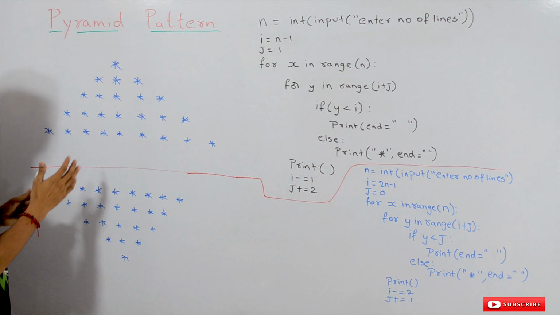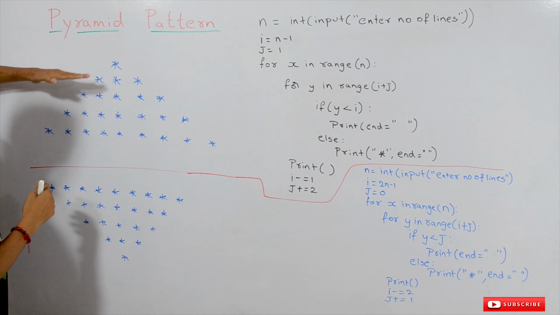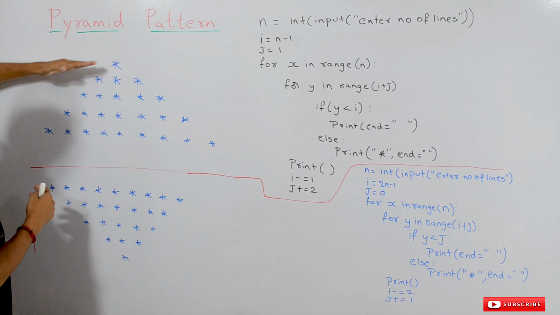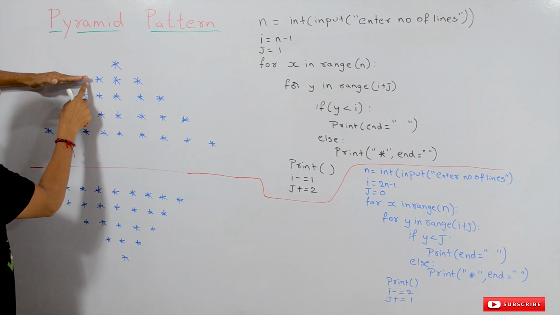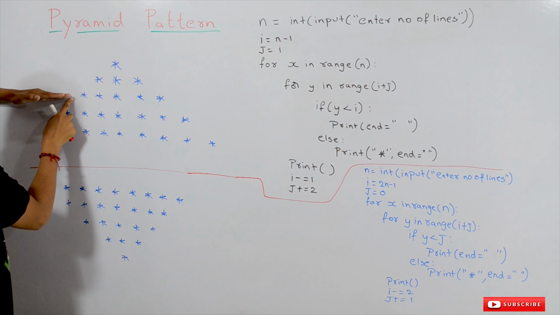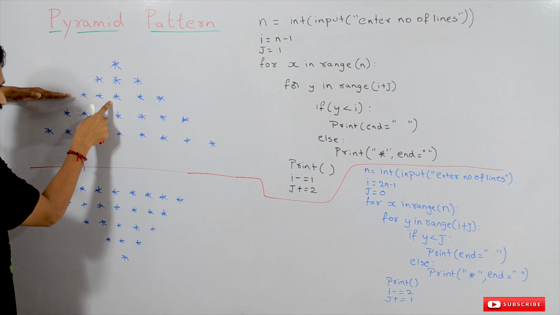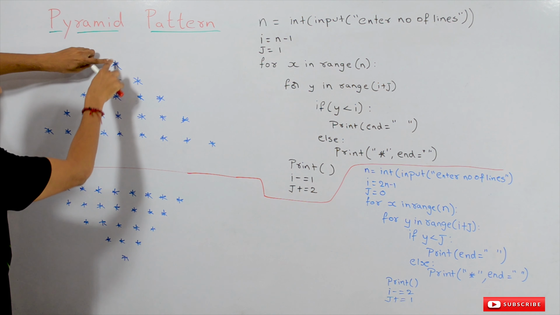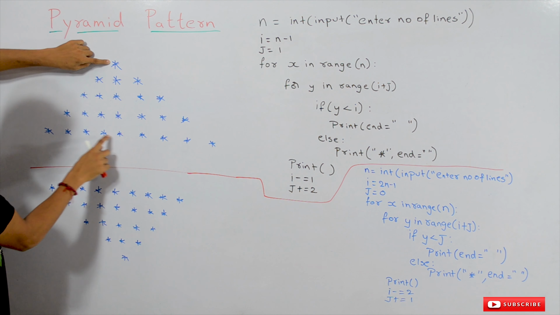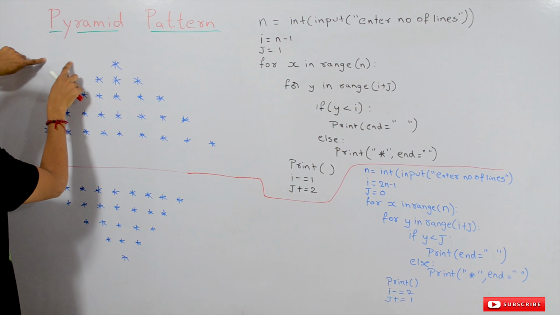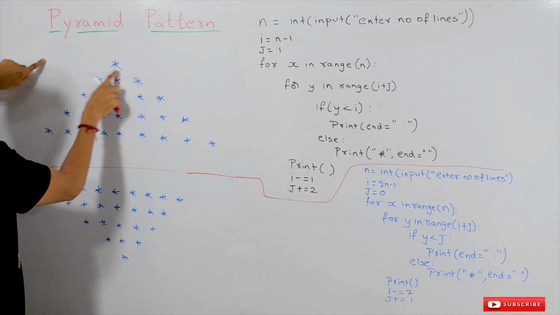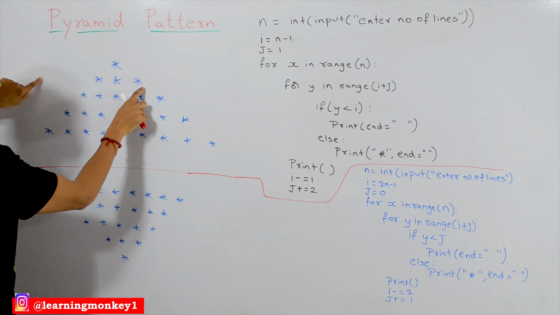One more thing we have to identify here is that each time we enter the loop, we have some spaces, then stars. How to identify this? In the middle line, how many stars do we have? 5 stars. So here we have 4 spaces, 1 star, then 3 spaces, 3 stars.